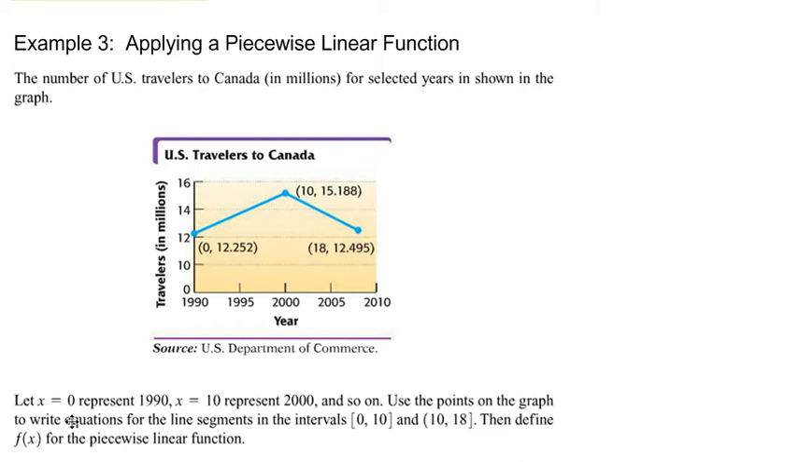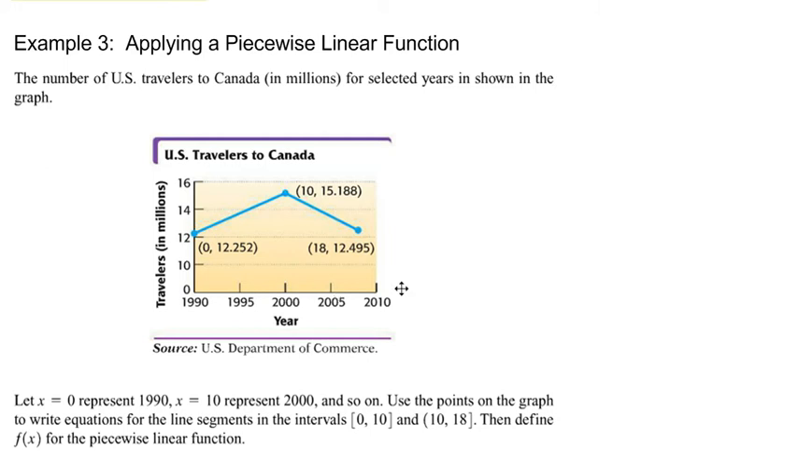Now, we're going to let x be 0, which is 1990. So we're going to let 1990 be 0. We're going to let the year 2000 be 10, and the year 2010 then to be 20 years. So basically, these are all going to go in increments of 5. So this is like 0, 5, 10, 15, 20.